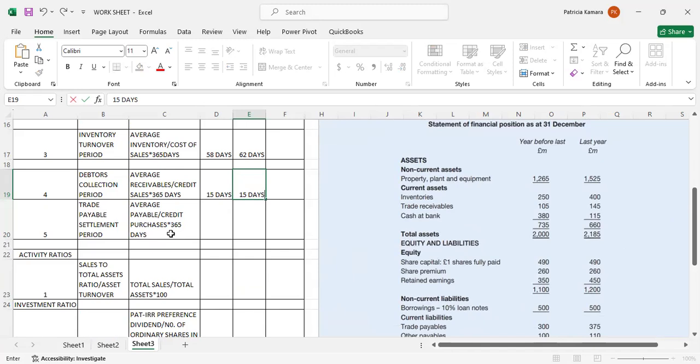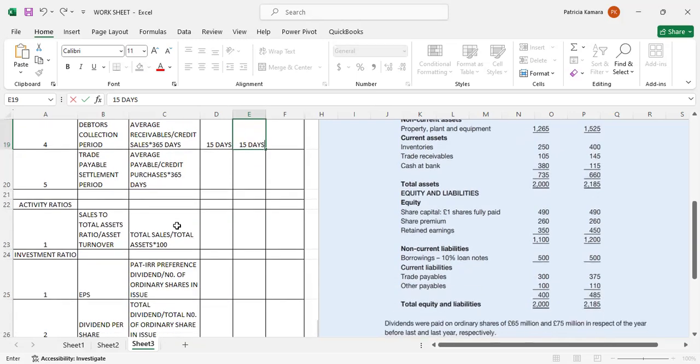So there are times when the question will be explicit. It will give you the actual figure that goes into credit purchase. You have to use that. Also calculate the change for better reporting.